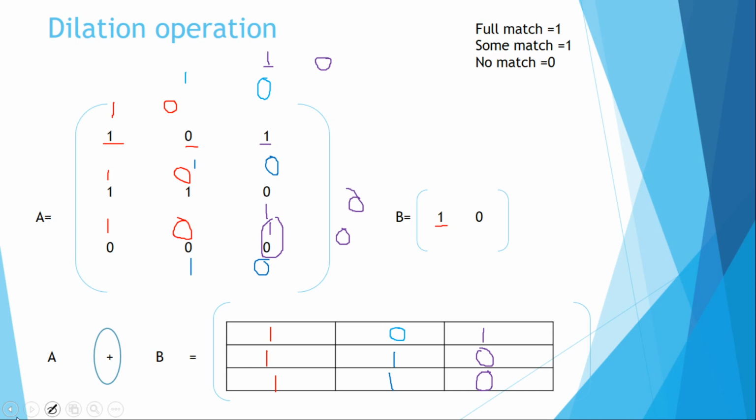B. If I change the structuring element B values, even though the image is the same, the dilation of the value is going to be different. So depending upon our application or our purpose, depending upon our object in the image, we have to consider the structuring elements. If the structuring element changes, the dilation value will change.